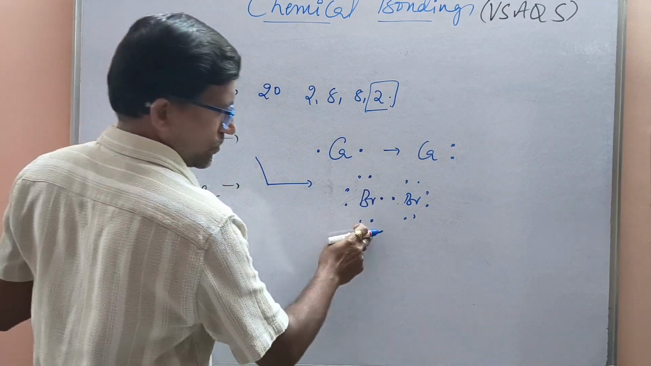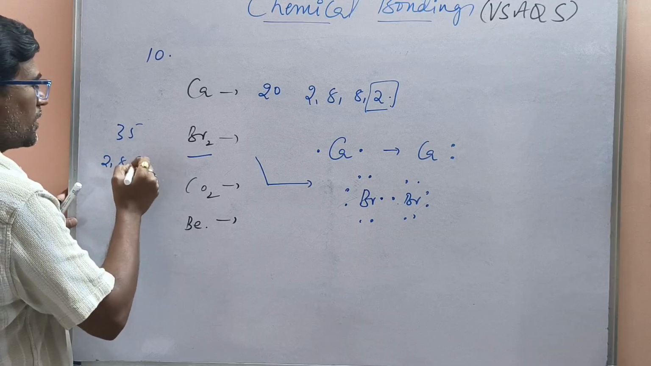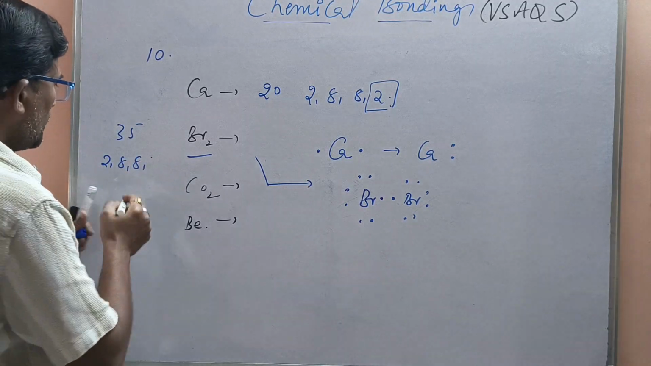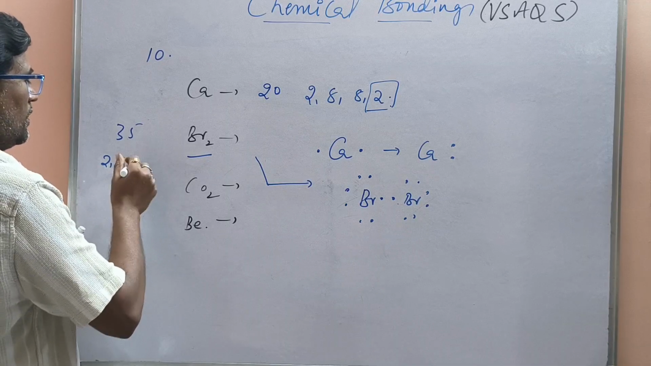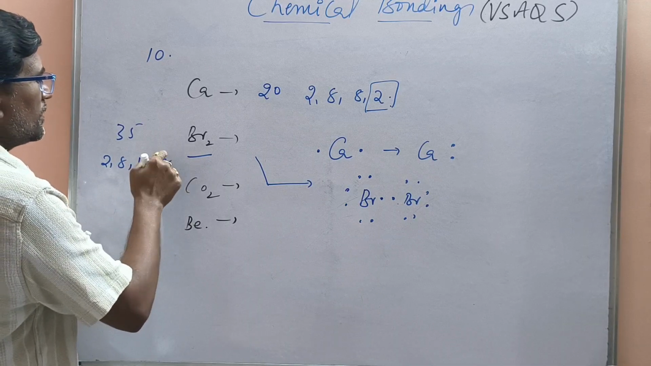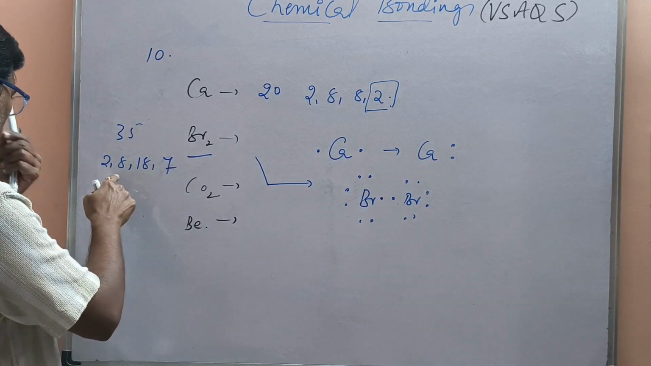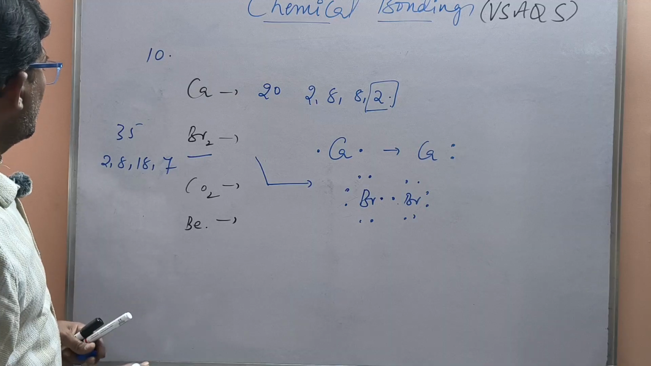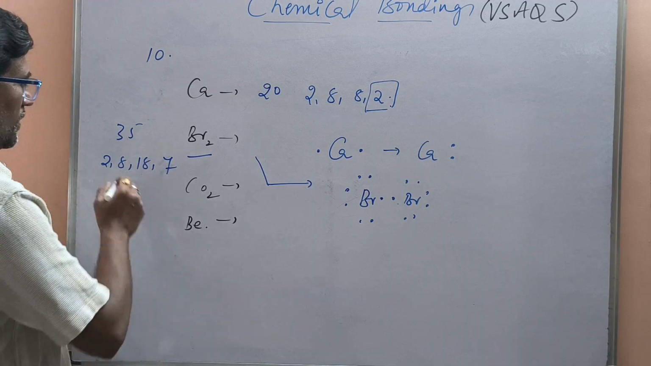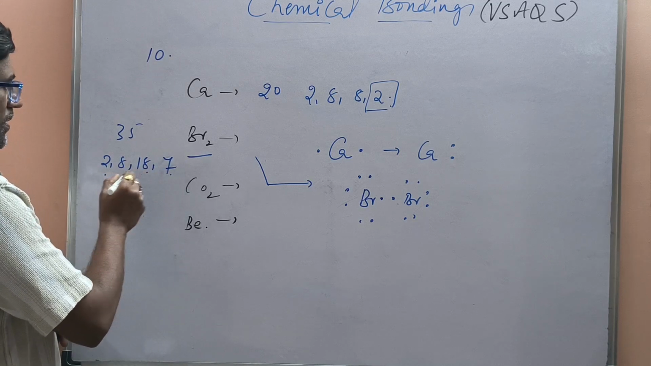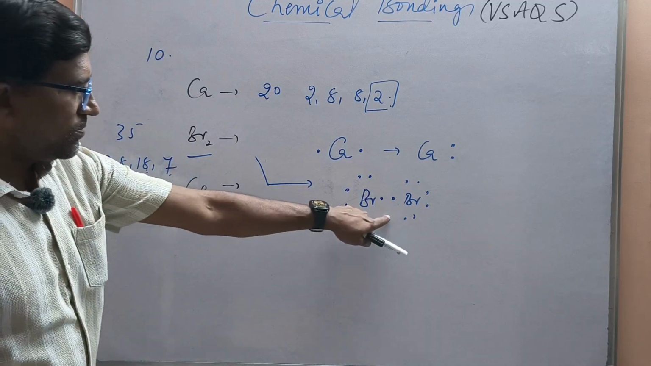Bromine. Okay. So Br, bromine atomic number is 35. Configuration 2, 8, 18, 7. So if you count all these, 2 plus 8 is 10, 28, 35. Okay. 2, 8, 18, 7. 2, 8 is 10, plus 18 is 28, 28 plus 7, 35. So this is a bromine molecule.